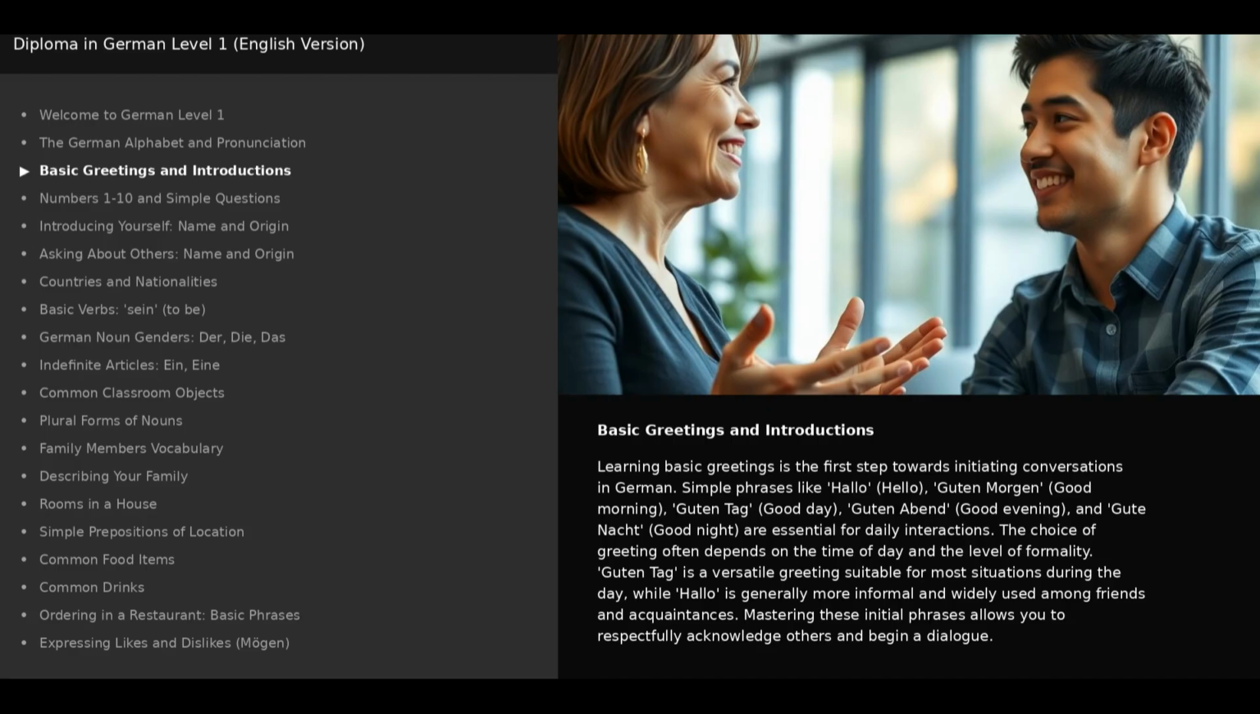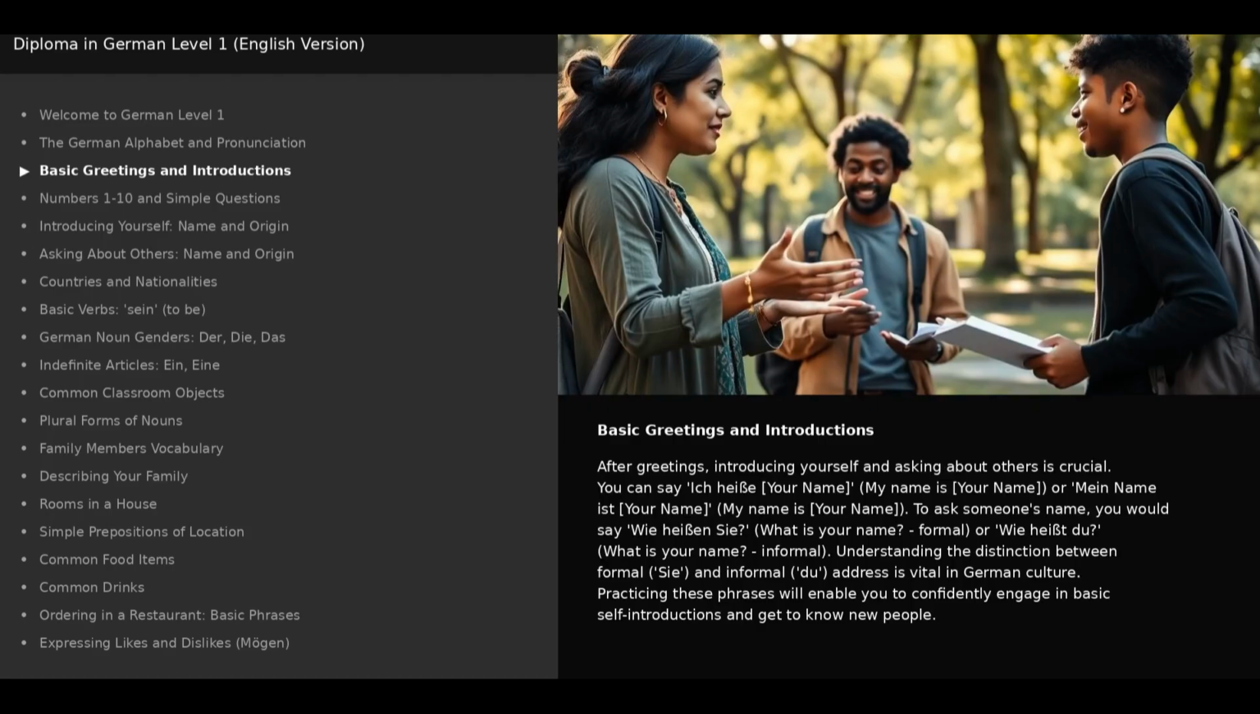Guten Tag is a versatile greeting, suitable for most situations during the day, while hallo is generally more informal and widely used among friends and acquaintances. Mastering these initial phrases allows you to respectfully acknowledge others and begin a dialogue. After greetings, introducing yourself and asking about others is crucial.